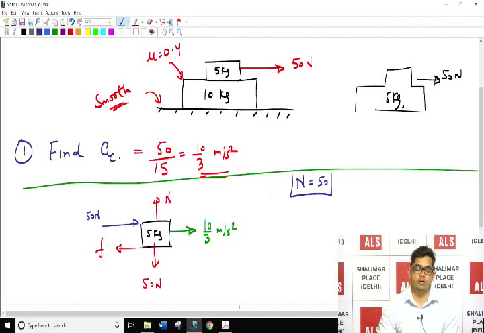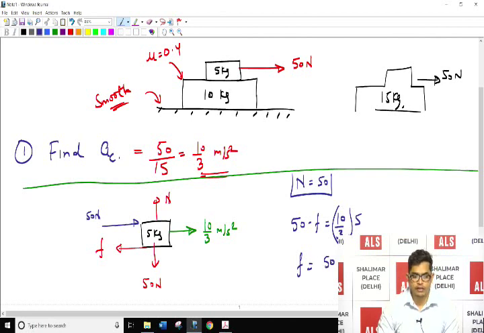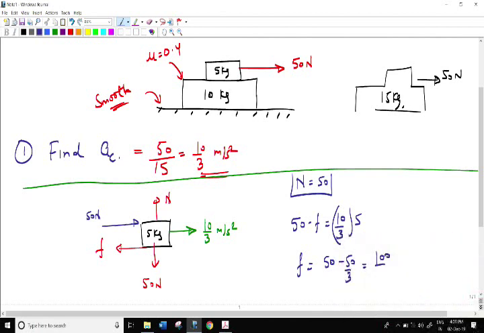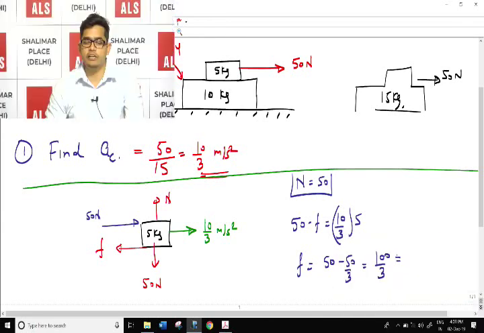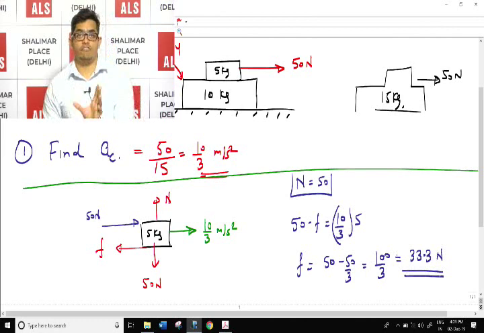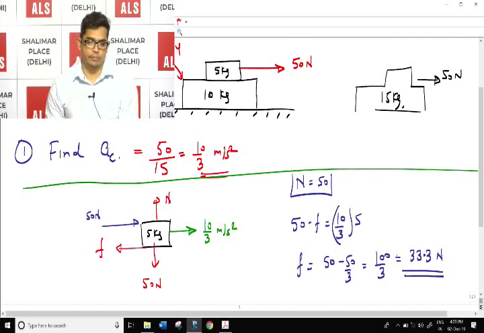Now look at the forces in the horizontal direction. So 50 minus F is equal to 10 by 3 into 5. So F is equal to 50 minus 50 by 3. It is equal to 100 by 3. Okay, 100 by 3 is how much? It will be equal to 33.3 Newton. This is the required friction. All right, this is the required friction.